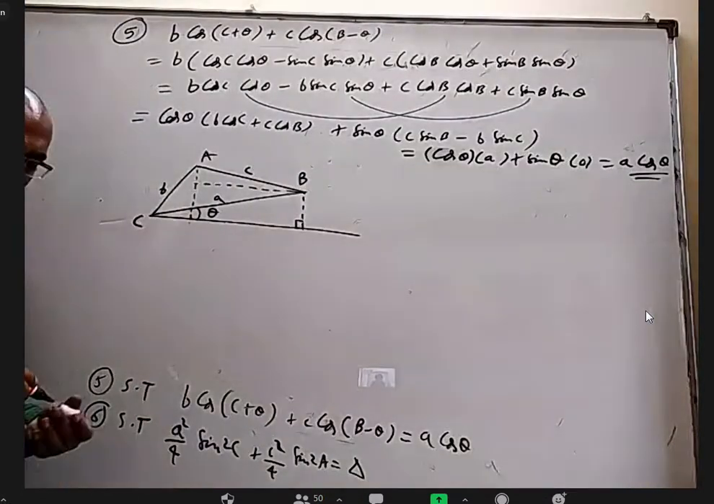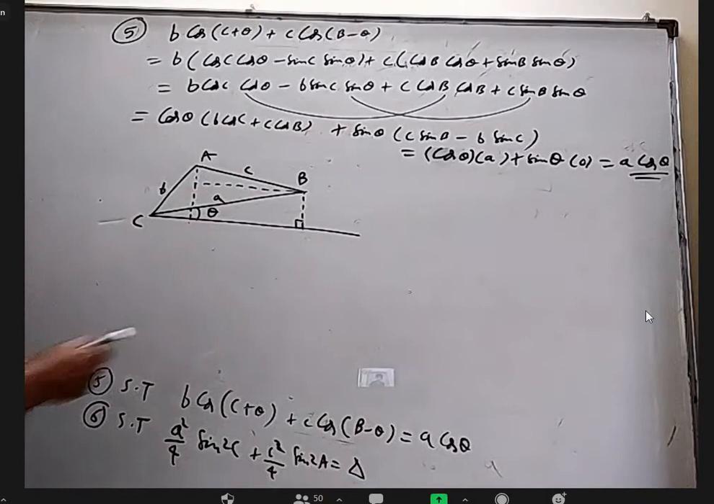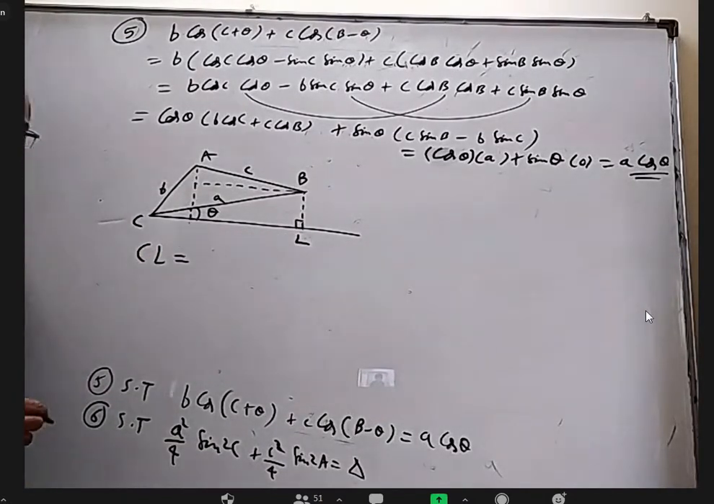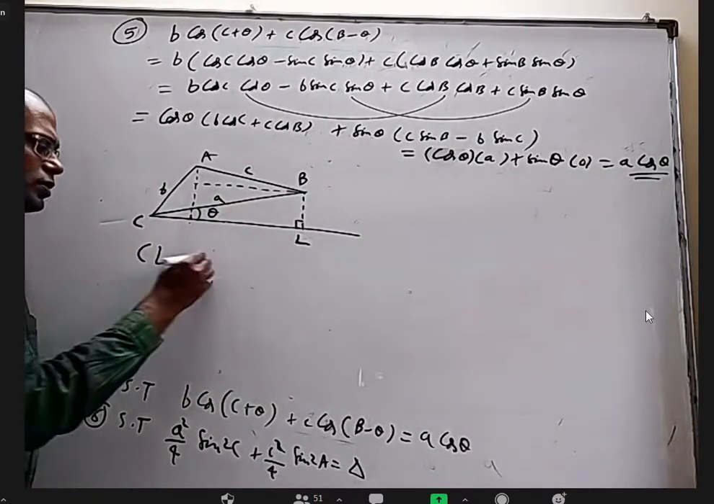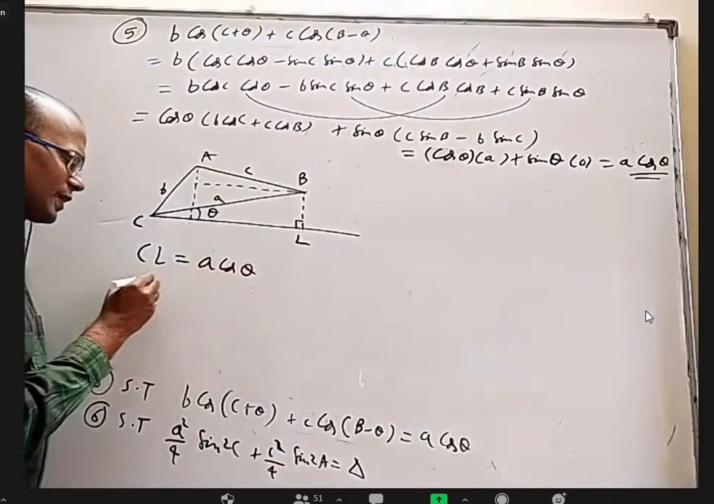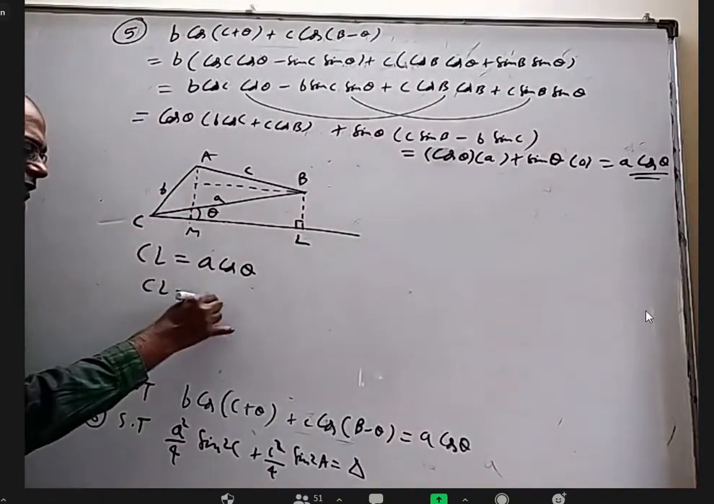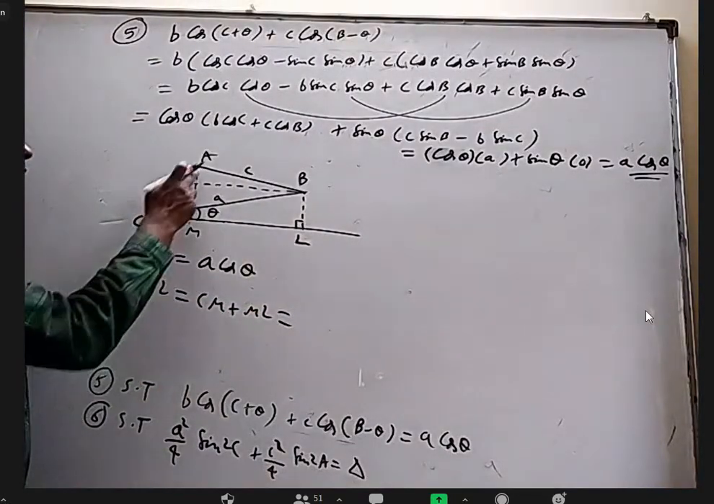Basically, what I'm doing is, I want to take the projection of A on this line. Let's say this is L. What will CL be, from this simple right angle triangle? A cos theta. But the same CL, I can find another way. I'll take this as M. I'll write CM plus ML. Only CM from this figure.